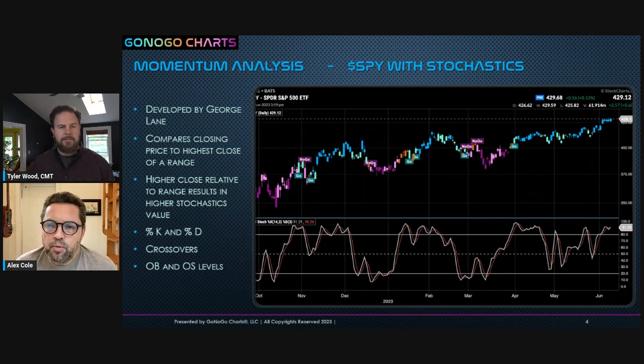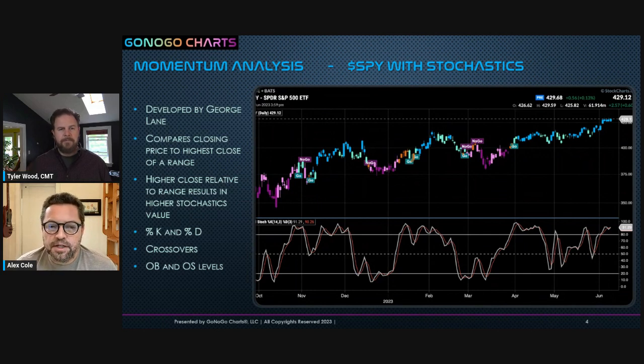But think about what kind of stochastics value you're going to get if the current price is at the high of that range. If your current price is higher than any of the other prices in that range, then we're going to get a very high reading for stochastics. And that tells us that momentum is strong.